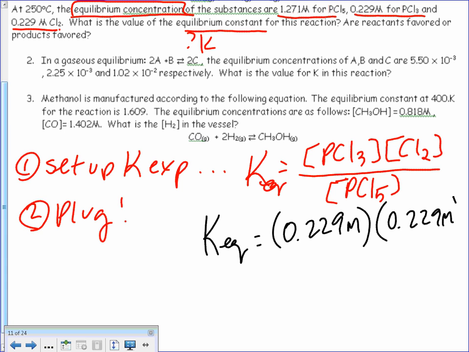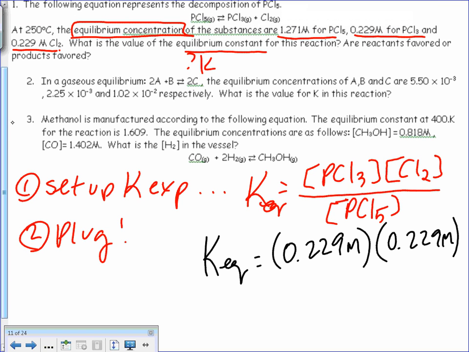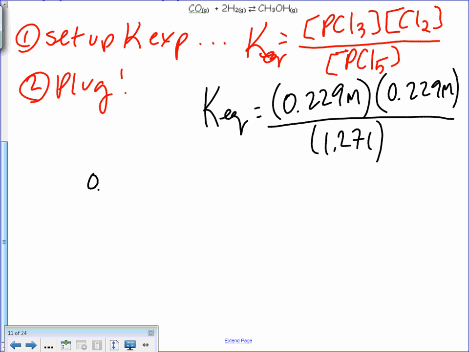Next, chlorine. 0.229. I want you to notice they're the same values. Why? Well, when things react, they make a certain number of products, and they make them in the same ratio. They're made in a 1-to-1 ratio, so if they're made at the same time, they're made in the exact same amounts. That's why that's the same. Over what? 1.271. All right, you guys tell me what that is when you get it.